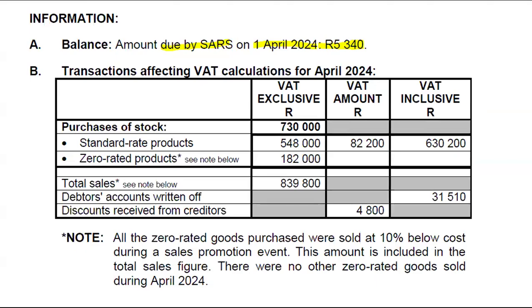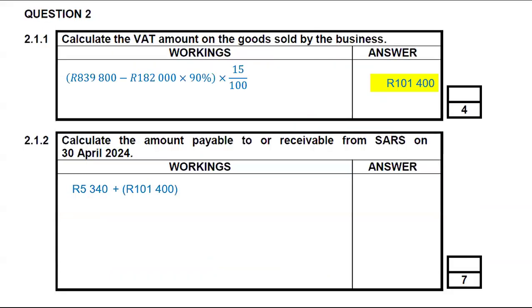When I come back here, I noticed that standard rate products, their VAT was 82,200, and that is for purchases. So we purchased these goods and we got charged 82,200. Will that 82,200 be VAT input or VAT output? It'll be VAT input, so we show it without brackets. Why is it VAT input? Because it was VAT calculated on purchases. You got that? We good.